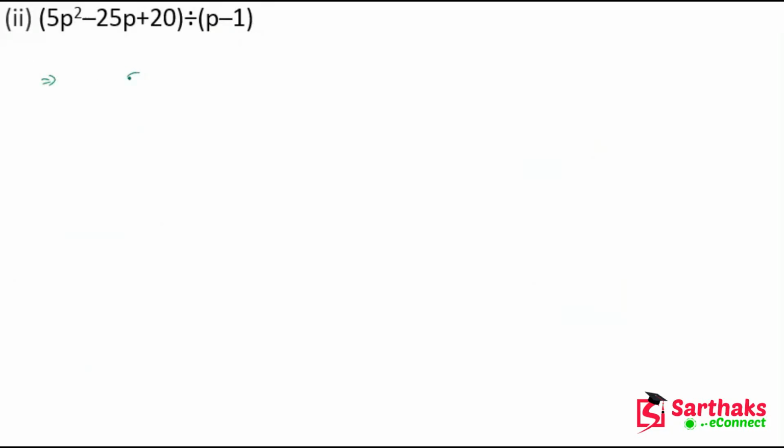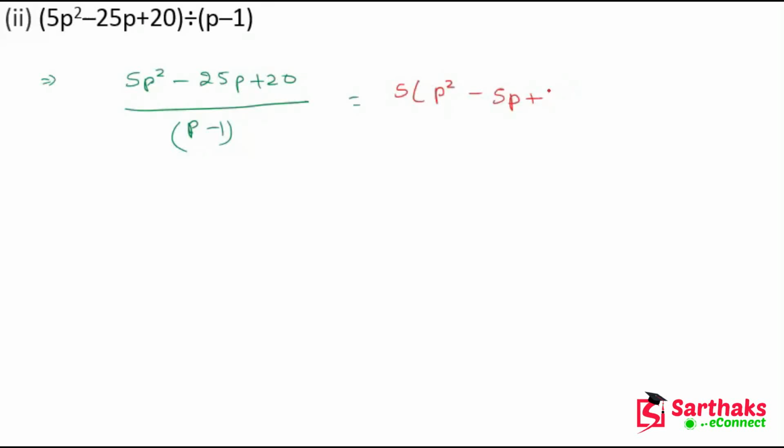Now here we have 5p square minus 25p plus 20, and we are going to divide by p minus 1. In this case, we can take 5 as a common. So if we take 5 as a common, we get p square minus 5p plus 4, and it is divided by p minus 1.